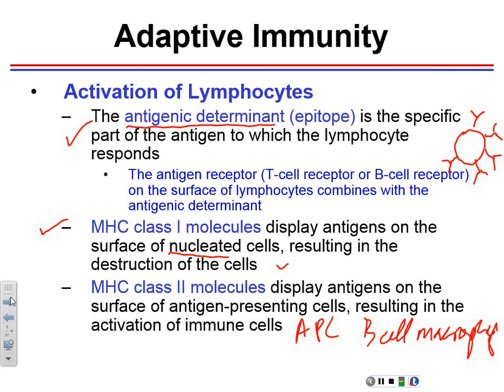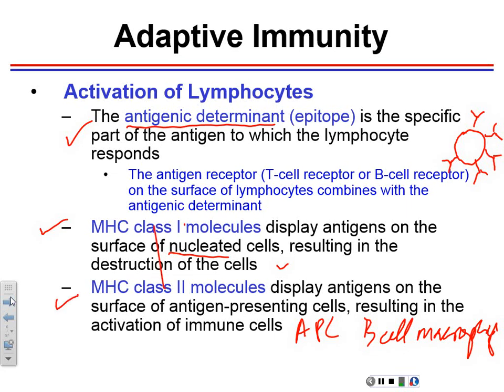When an MHC2 is exhibiting an antigen on the cell surface, the immune system knows not to kill that cell because it knows that it is one of the immune cells. So all it does, it will launch activation of other cells, okay, and formation of antibodies and so forth, okay? So that's the difference between these two guys.